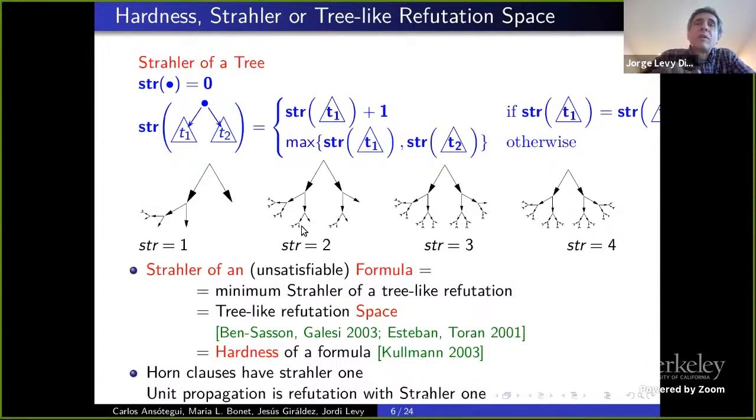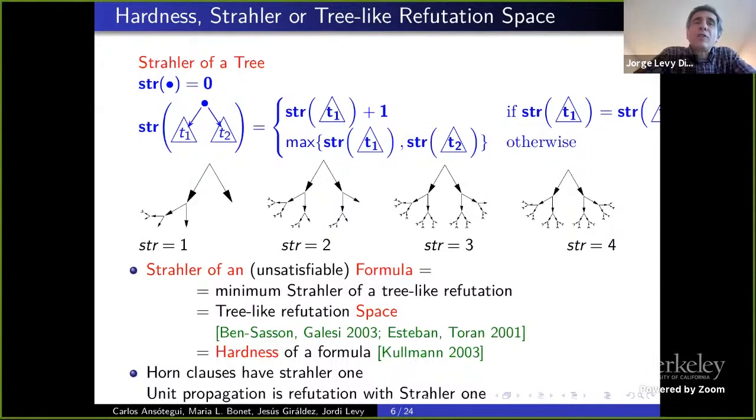The trees with Strahler number two are caterpillars where the legs of the caterpillar are at the same time caterpillars, and so on. Then you can compute the minimum Strahler number of an unsatisfiable formula as the minimum Strahler number of a tree-like refutation of the formula. This is also called the tree-like refutation space by Ben-Sasson, Galesi, Esteban, and Torán, and was also called hardness by Kullmann in 2003. So it's a notion that is, I think, quite natural and has been proposed by different people in parallel, more or less.